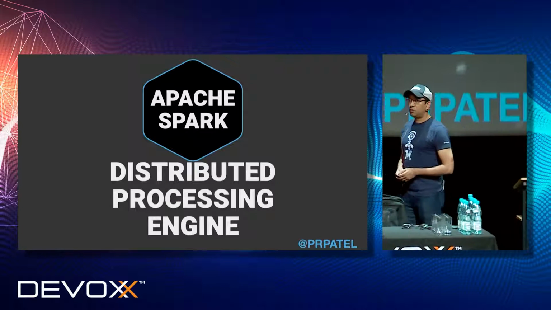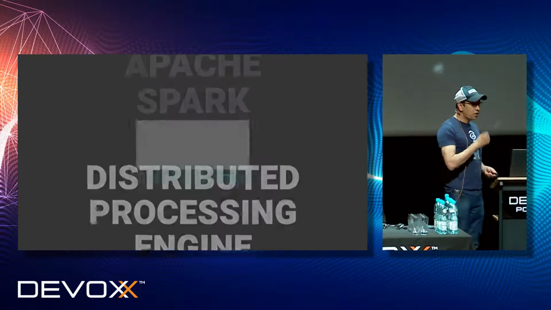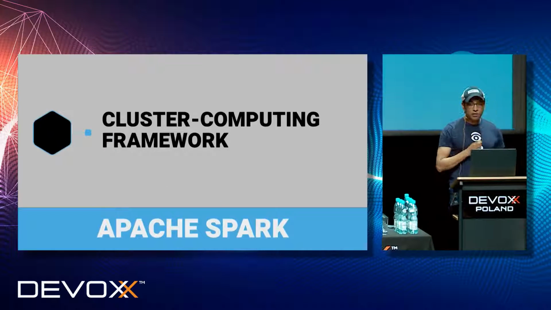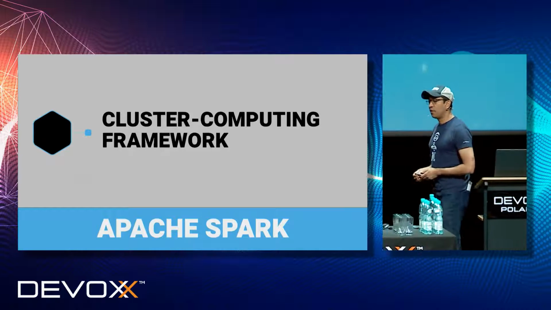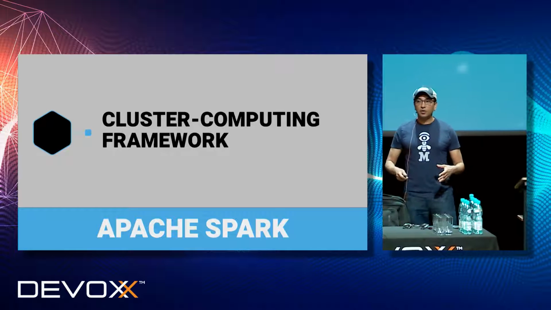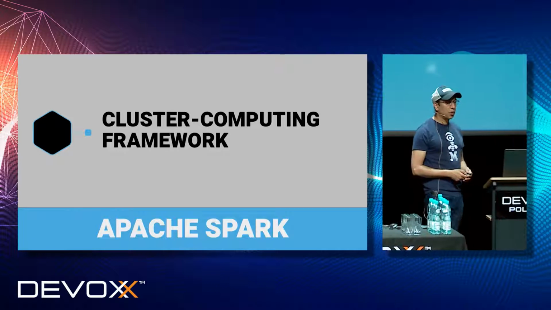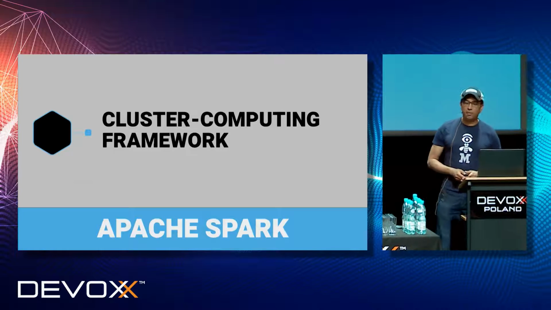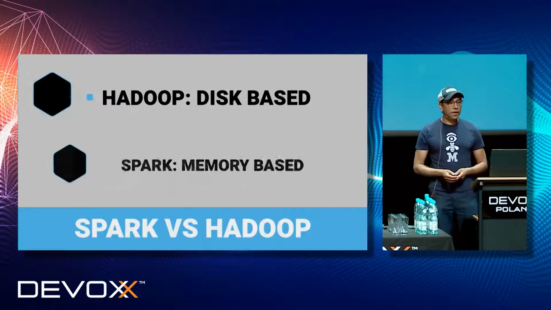At its core, Apache Spark is a distributed processing engine. One of the ways that we use Apache Spark is as a cluster computing framework, and Spark has its own internal architecture and structure where it has master worker nodes, and we'll talk a little bit about that as we get a chance, and how we can use that with Apache Spark.